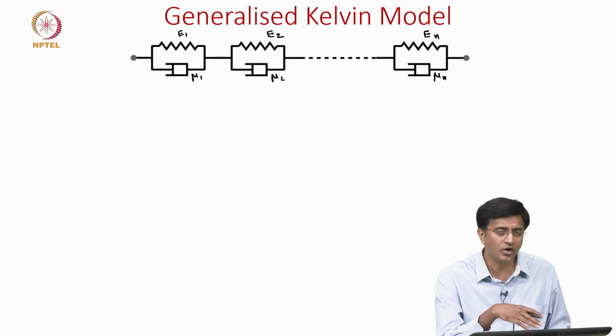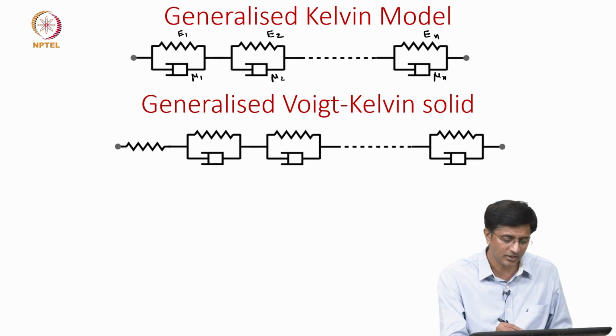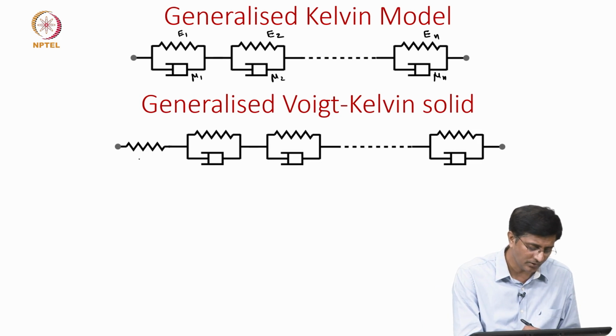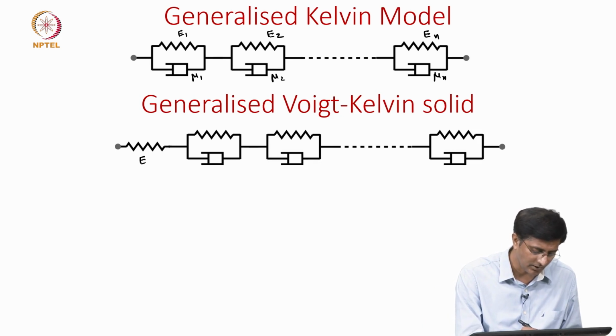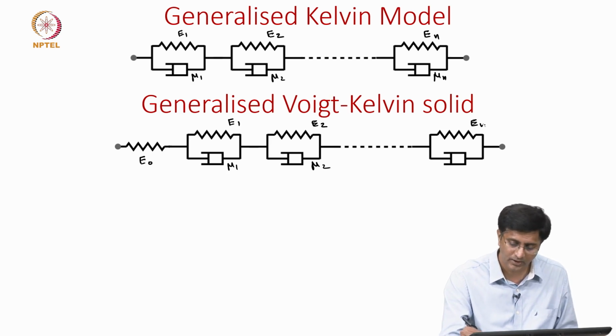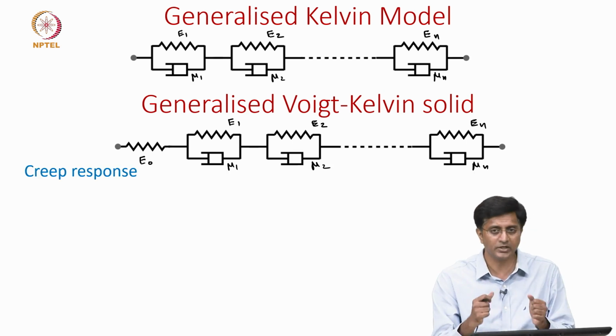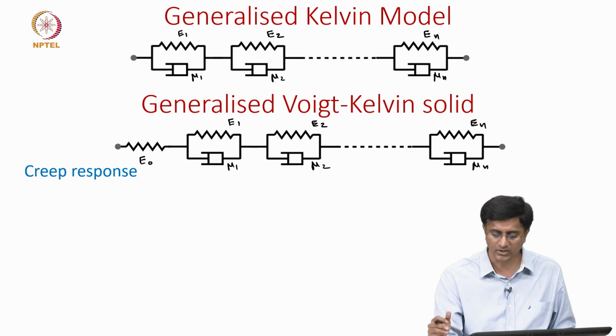Like in the earlier case, we can now add a free spring in series, that we call the generalized Voigt Kelvin model. Now we have this free spring which we will represent as E naught, and the rest are the normal E1 mu 1, E2 mu 2 and En mu n. So, let us look at the creep response, meaning that if you apply an instantaneous stress, what is the strain with time, how the strain changes with time.